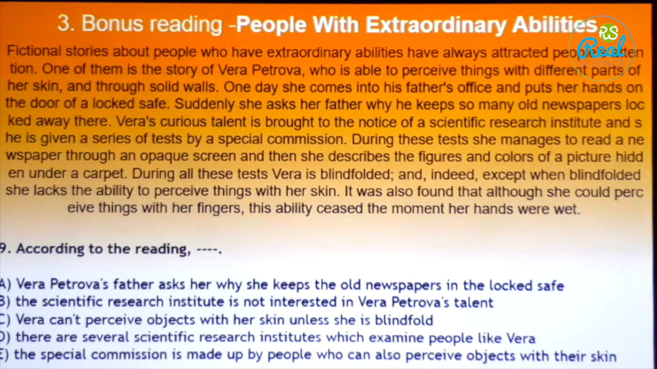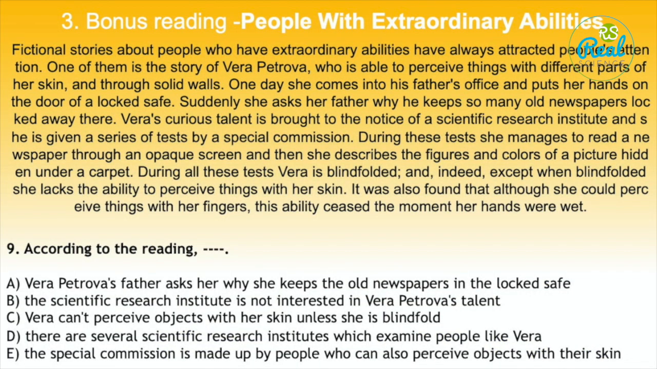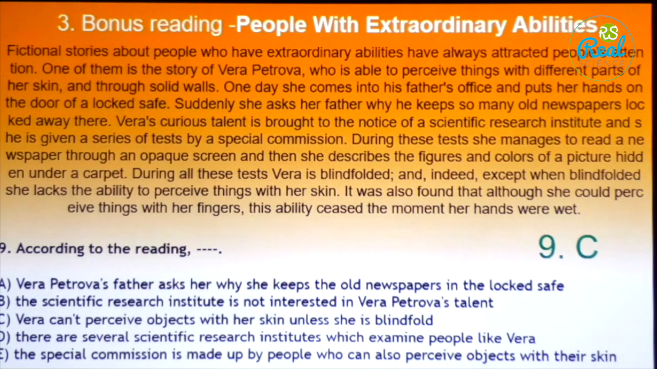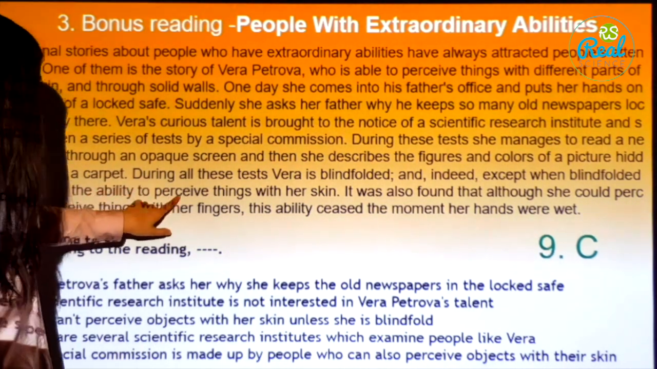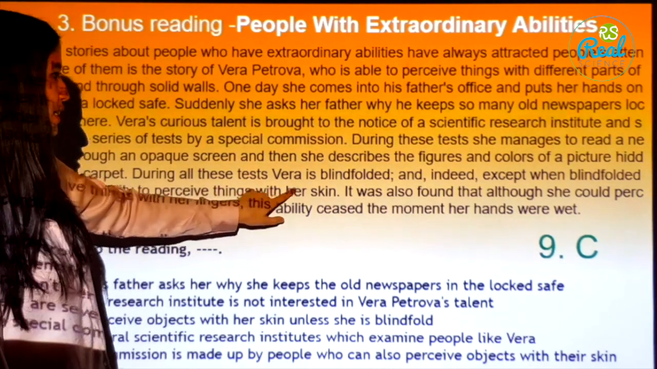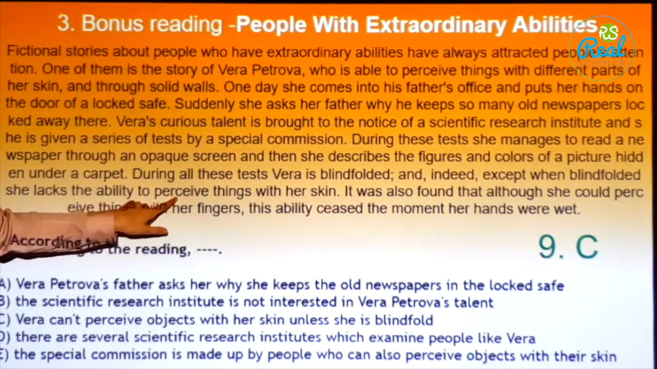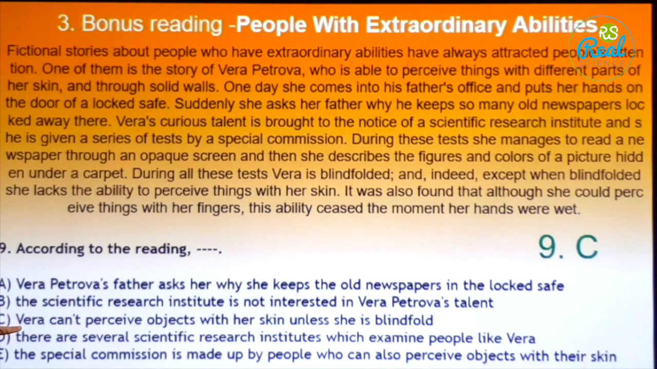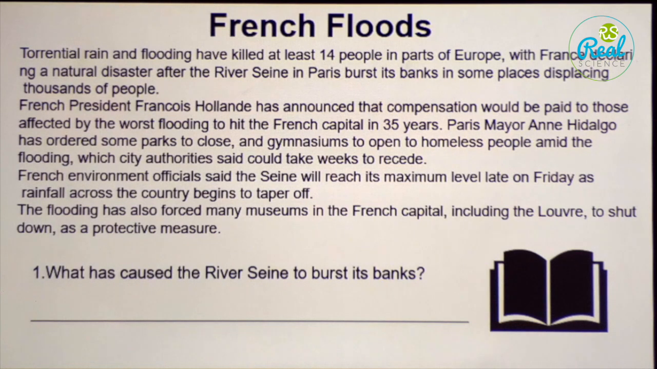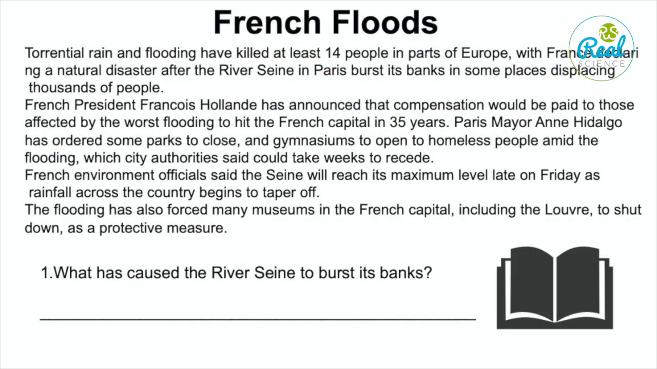Next one. According to the reading, okay, Erkinova, well done. Sophia, C, not well done. Ahmed, incorrect. Why not? Okay, yes, it is C. It said here, during all these tests, and indeed except when blindfolded, she lacks the ability to perceive things with her skin. This part about blindfolded, where she can't perceive objects with her skin unless she's blindfolded. Read carefully and give me the answer.